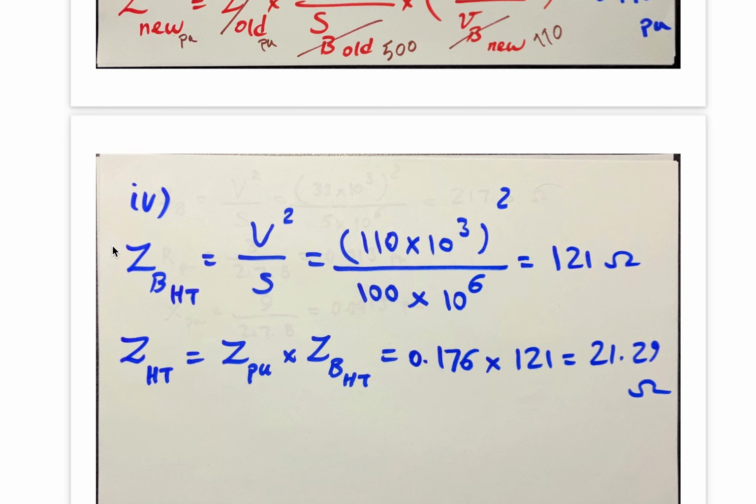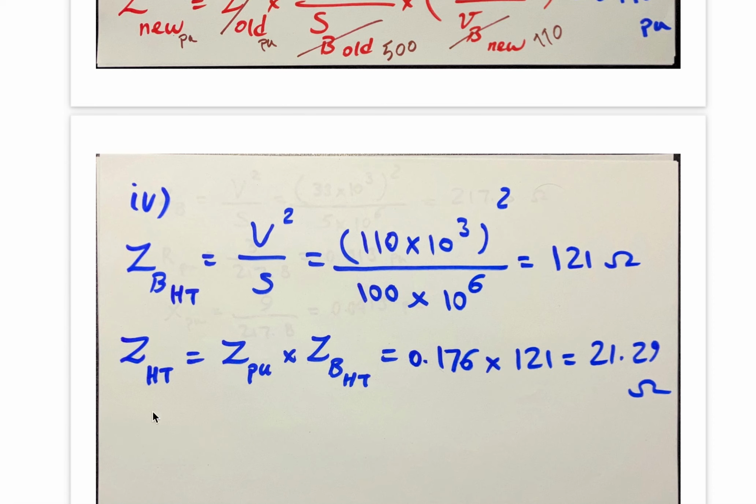So firstly, obviously, we need to calculate the base impedance in the high tension side, V squared divided by S. V now is 110, not 220. Be careful, this is a common mistake here. 110 because we are in the new system. 110,000 because that is kilovolt square divided by the new power, not the initial capacity of the transformer, the new power, 100 MVA. This is for mega MVA. So this is going to be your new base impedance on the high tension side, 121 ohm.